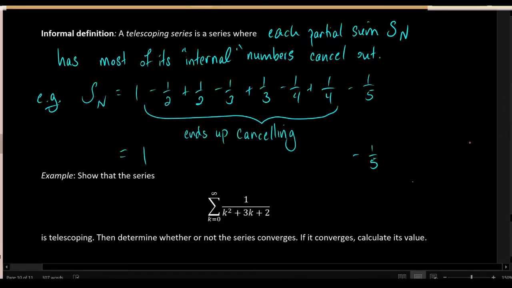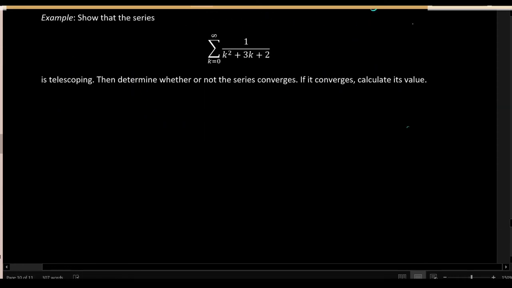Now, when you see a series, it may not be obvious at first that the series is going to telescope. To give you an example, let's consider the series where the associated sequence is 1 over k squared plus 3k plus 2. Let's show that this series is telescoping. In other words, when we write out a couple of partial sums, we'll see that those partial sums have a lot of internal cancellation.